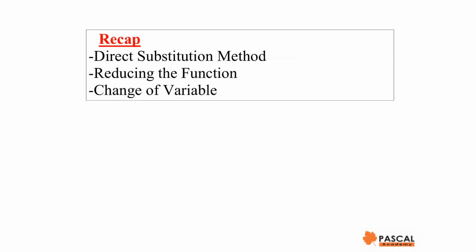Let's recap. To find the limit of a function, the first trial is always the substitution method. If we find a number, that number is the limit. For polynomials and rational functions, usually the direct substitution method works. If the direct substitution method fails and we have 0 over 0 as x approaches a, we reduce the fraction. In some cases, instead of rationalizing, we use change of variable.